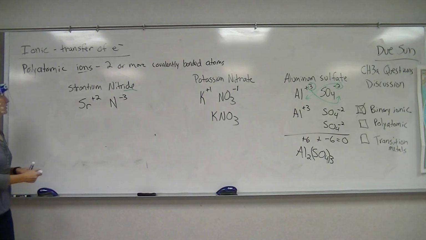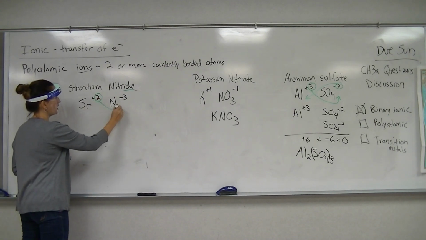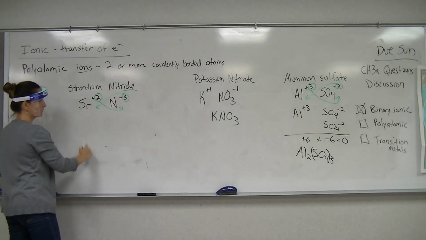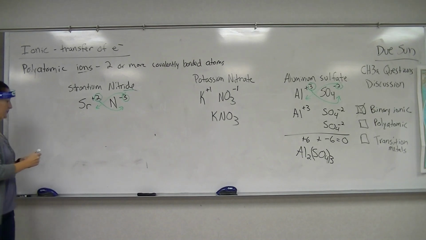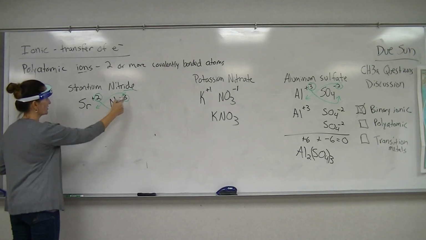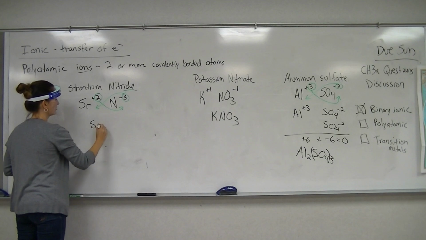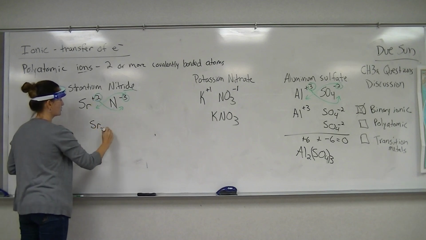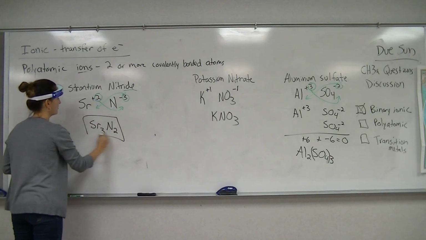Now you can do crisscross or write your list of ions, whichever method you prefer. This would say I need 3 strontiums and 2 nitrogens. So that would be the correct chemical formula.